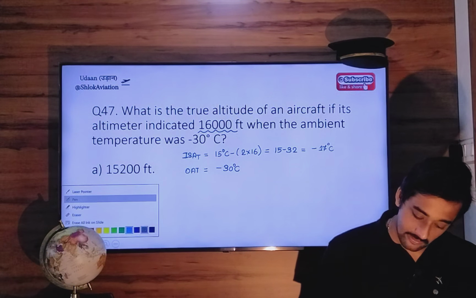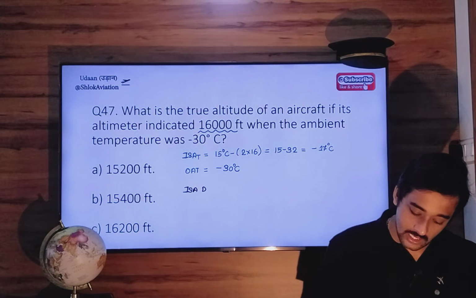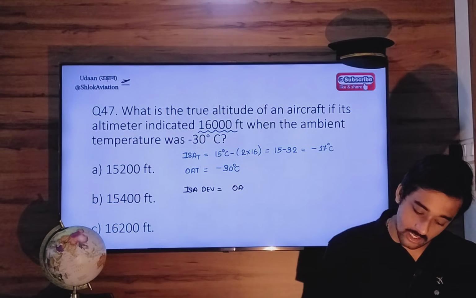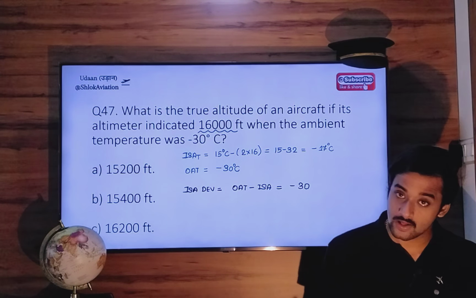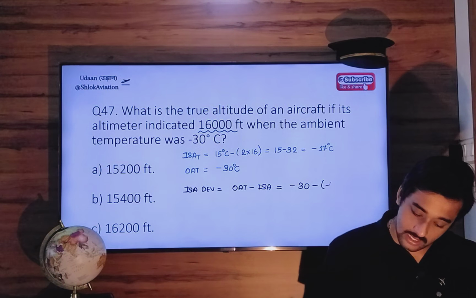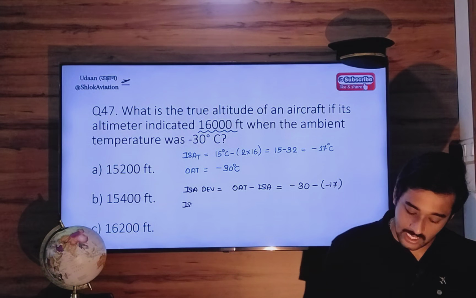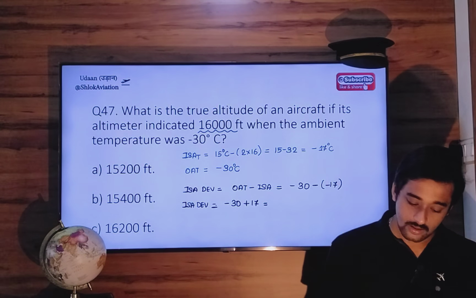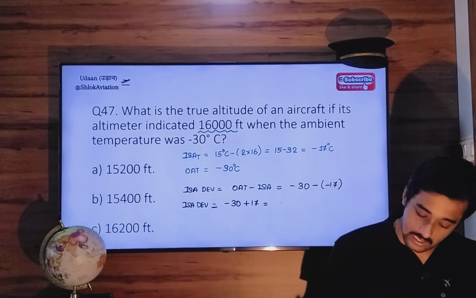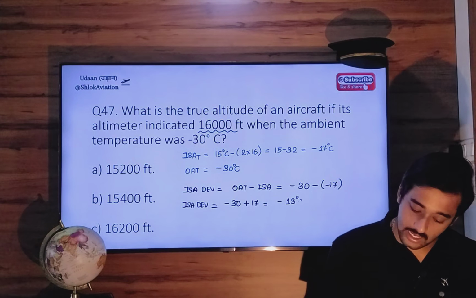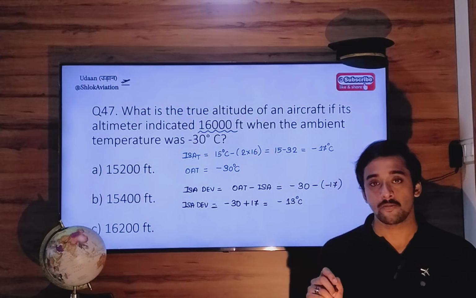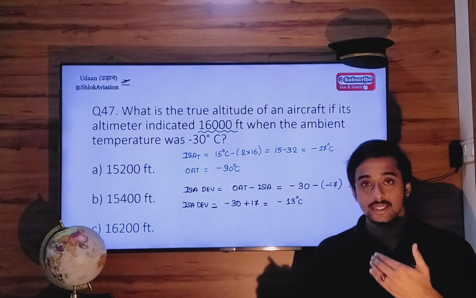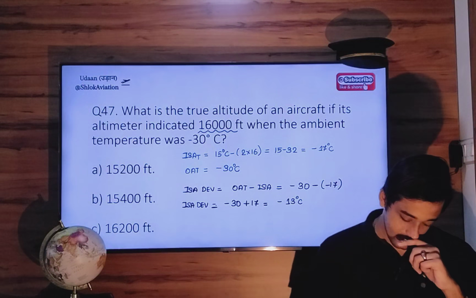So ISA deviation will be, ISA deviation is equal to outside air temperature minus ISA temperature. Outside air temperature is minus 30 degrees Celsius. ISA temperature is minus 17. Therefore, ISA deviation is equal to minus 30 plus 17. So minus 30 plus 17 is minus 13 degree Celsius. That means outside atmospheric temperature is colder than ISA by 13 degrees Celsius.